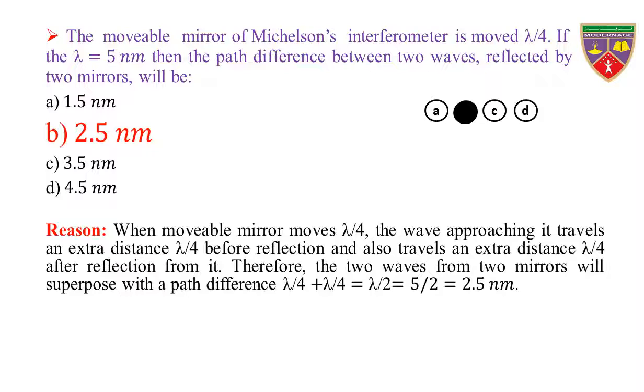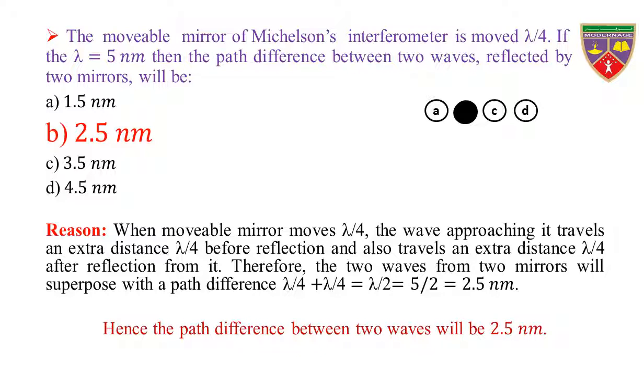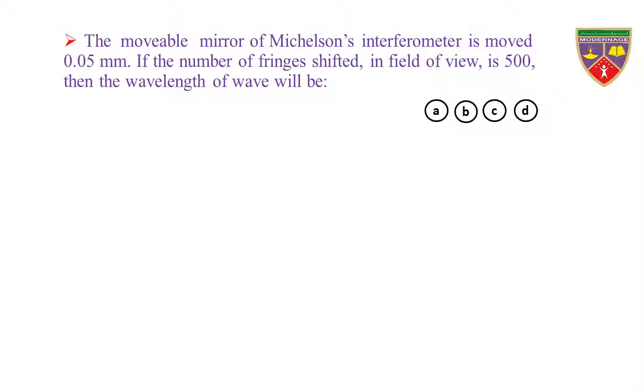Reason. When movable mirror moves lambda by 4, the wave approaching it travels an extra distance lambda by 4 before reflection and also travels an extra distance lambda by 4 after reflection from it. Therefore, the two waves from two mirrors will superpose with a path difference lambda by 4 plus lambda by 4, which is equal to lambda by 2, which is equal to 5 divided by 2, which is equal to 2.5 nanometer. Hence, the path difference between two waves will be 2.5 nanometers.